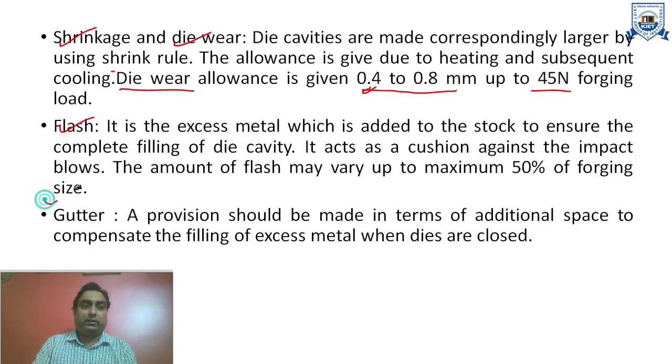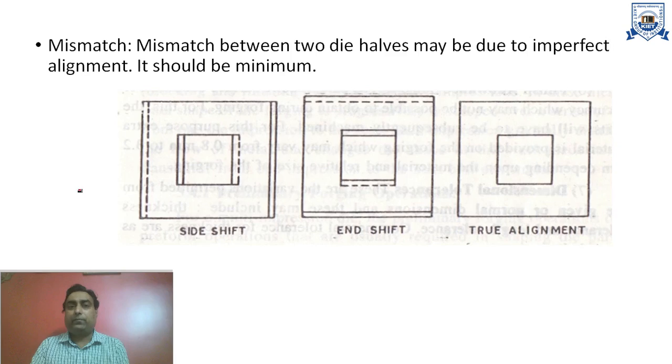Flash and gutter have already been explained. Now the mismatch. If the two dies are not perfectly aligned, what will happen? You will not get the exact shape and size of the forging. This kind of shift is the side shift, and this kind of shift is the end shift. These two diagrams show that the two dies are not perfectly matched together.